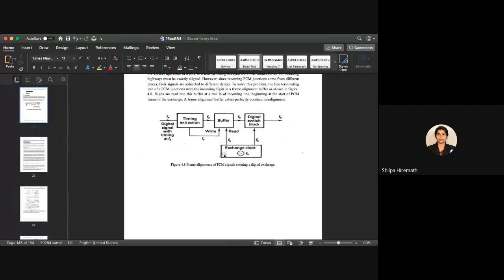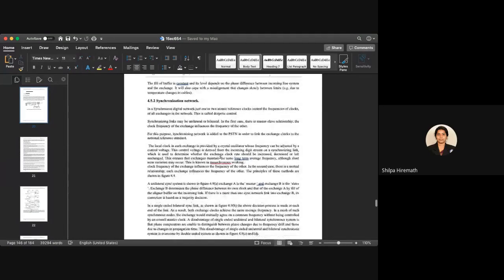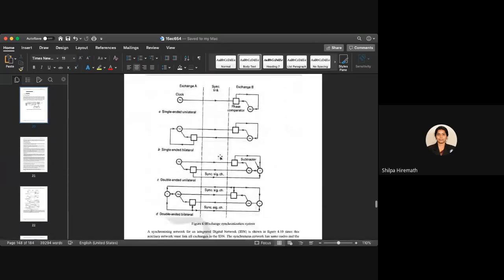So here these digits are written into this buffer at the rate of FA, and this is read out with the clock frequency at the rate of FB. So in order to have proper alignment of the signals entering the system, we are using a buffer for storage of the signal in order to have correct alignment in the system. So based on this, you have various synchronization networks. Let me go with that.